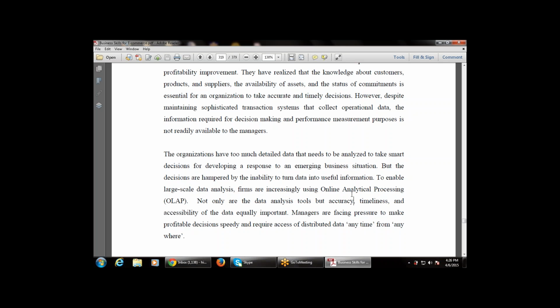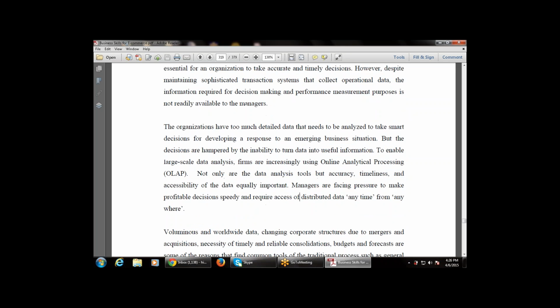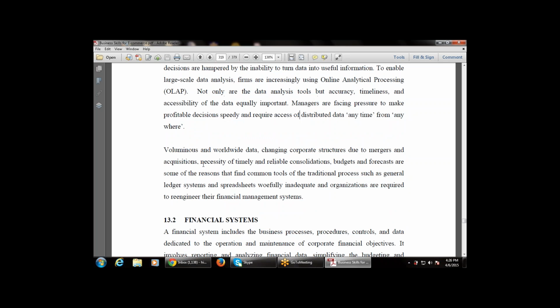Not only data analysis tools, but the accuracy, timeliness and accessibility of the data are equally important. Managers are facing pressure to make profitable decisions speedily and require access to distributed data anytime from anywhere. That is, they can analyze and process the data 24/7, 365 days a year, from anywhere, because everything is available online. There is no hard and fast rule about the time or place.